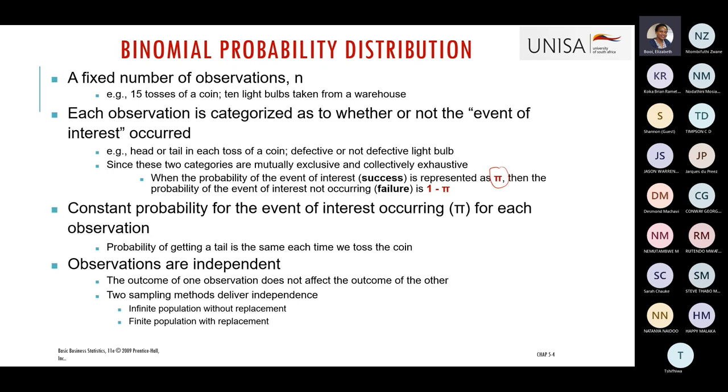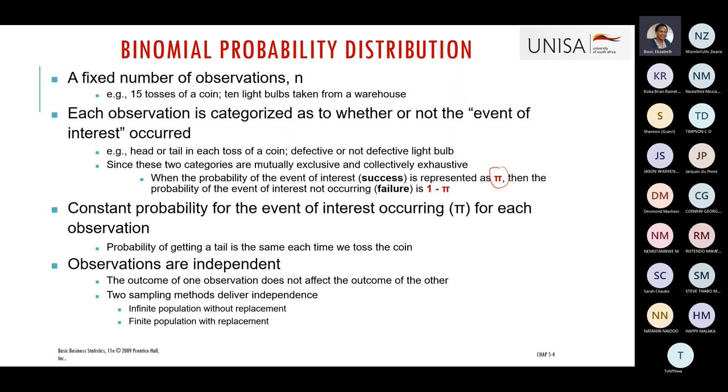Your observations need to be independent, so one observation should not have any effect or influence on the other. We know with a coin, whether it lands on a head will not have any bearing on whether it will land on a tail or a head the next time. So the outcome of one observation does not affect the other outcome.